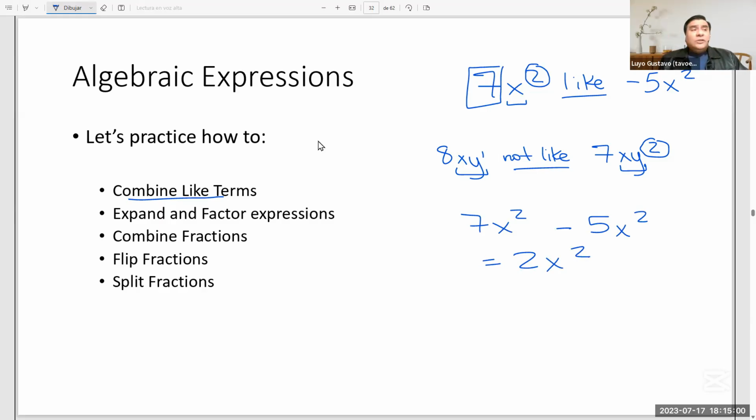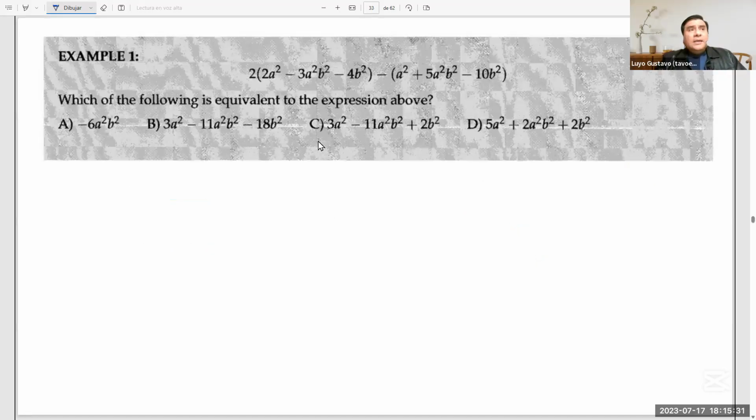There are other questions where you have to expand and factor expressions. Sometimes you have to combine fractions, but look, fractions of algebraic expressions, where the numerator and denominator aren't just numbers, but can also include variables. Then we also see some questions where we can flip fractions, that is referred to the division of fractions, and also split fractions. Let's see, beginning with this.